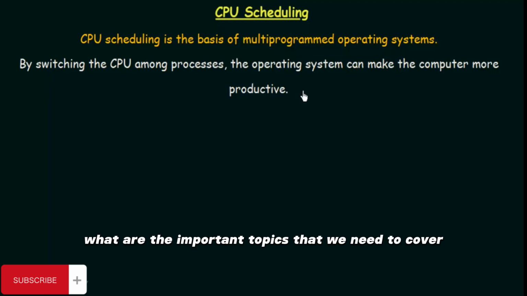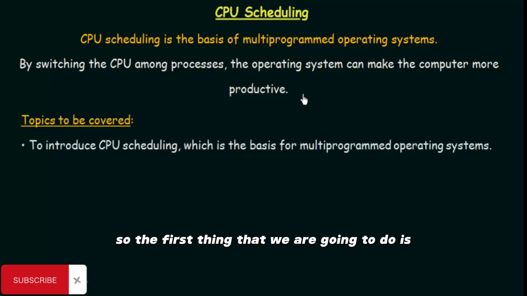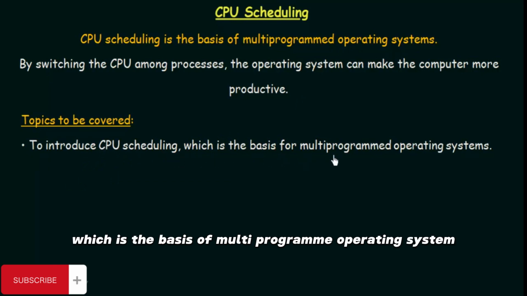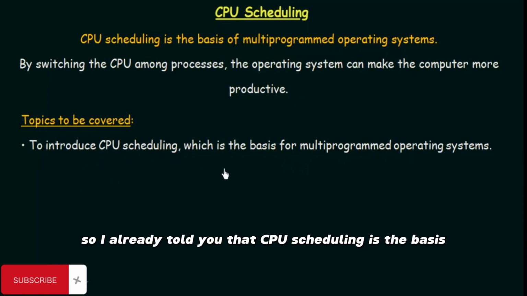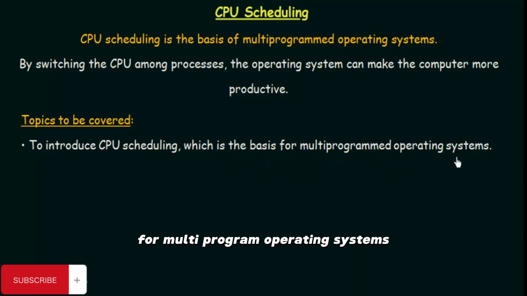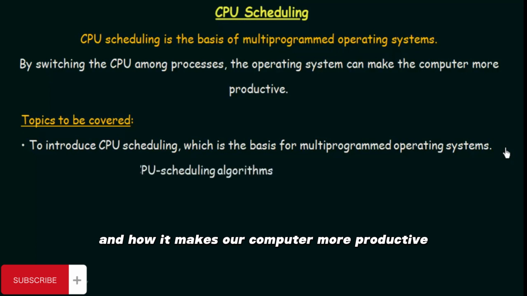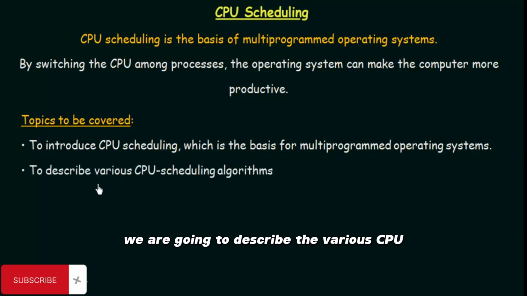Now let us see the important topics that we need to cover under CPU scheduling. The first thing we are going to do is introduce CPU scheduling, which is the basis of multi-programmed operating systems. I already told you that CPU scheduling is the basis for multi-programmed operating systems. So we will introduce CPU scheduling and see what it actually means, what it actually does, and how it makes our computer more productive. And secondly, we are going to describe the various CPU scheduling algorithms.